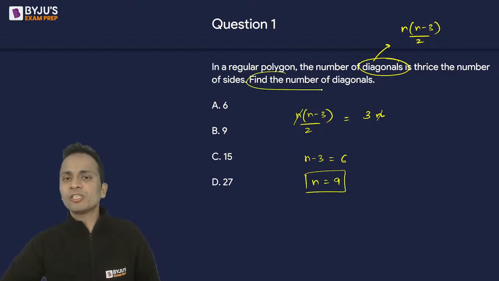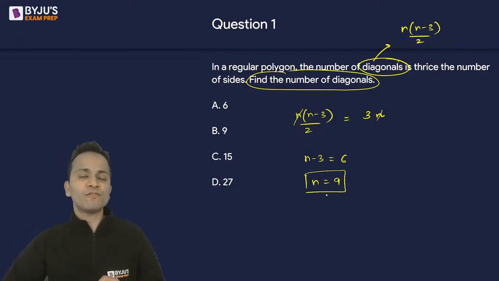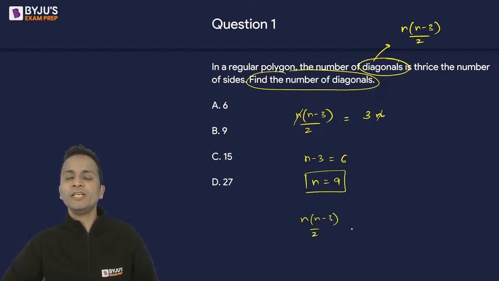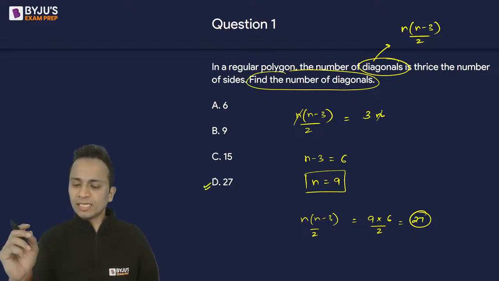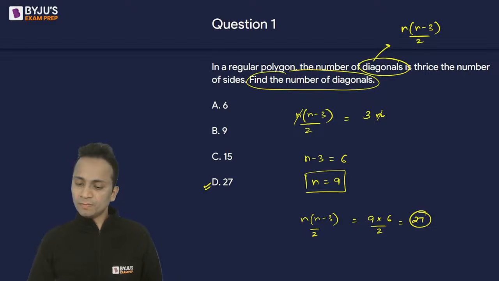Now, the last line of the question is asking about the number of diagonals, not the number of sides. Here n is the number of sides, and we'll have to find out the number of diagonals. So, we'll put this value of n in the formula for number of diagonals and write it once again, n into (n minus 3) upon 2. So, it will be 9 into 6 divided by 2, that is 27. So, 27, that is option D, will be the correct answer of this question. Okay.